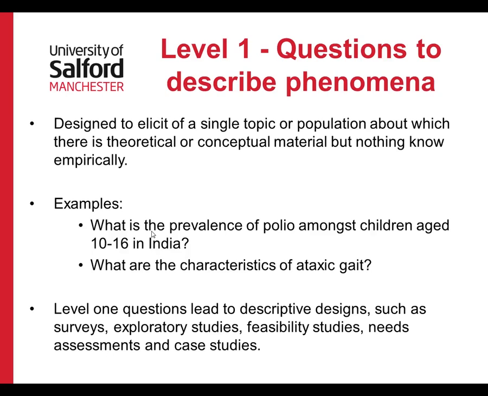So just as an example, we might ask, what's the prevalence of polio amongst children aged 10 to 16 in India? Or we might ask, what are the characteristics of ataxic gait? And you can see there that we're not actually trying to understand any cause or effect or potential correlations between variables, just simply to describe a particular phenomena.